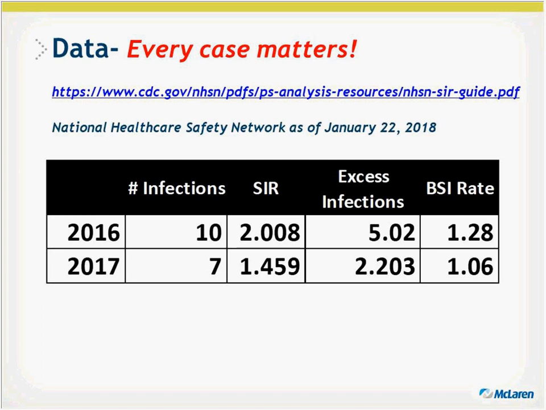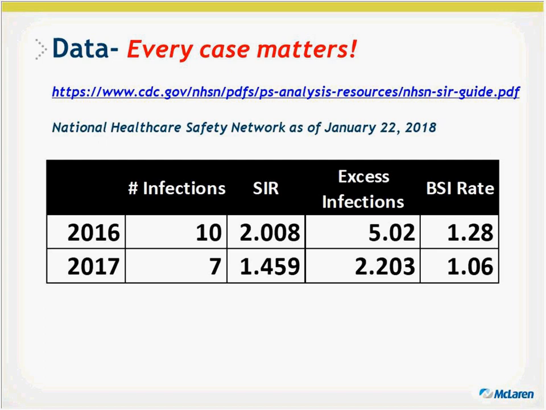Because when you look at this slide, our standardized infection ratio, or the SIR, went from 2.008 in 2016 down to 1.459 in 2017. I know we have a varied audience on the line, so for those of you listening in that may not know what the SIR represents, it's basically a summary measure used to track healthcare-associated infections at a national, state, or local level over time. It does adjust for various facility and or patient-level factors that contribute to healthcare-associated infection risk within each facility.